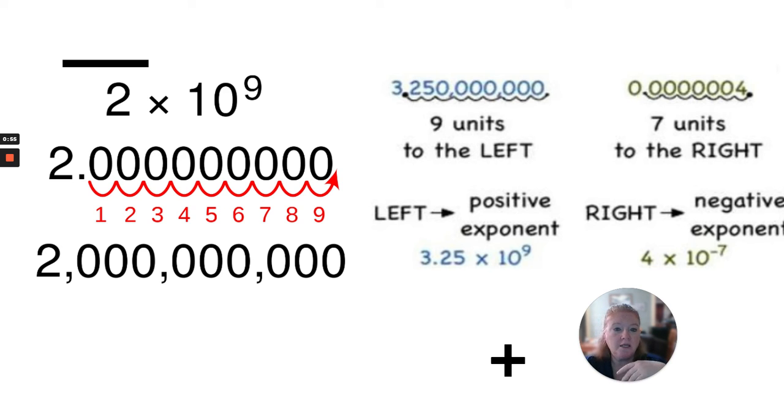So if you are taking a number out of scientific notation and it was a positive exponent, you're going to end up with a big number. If it was a negative exponent, you're going to end up with a smaller number, okay?